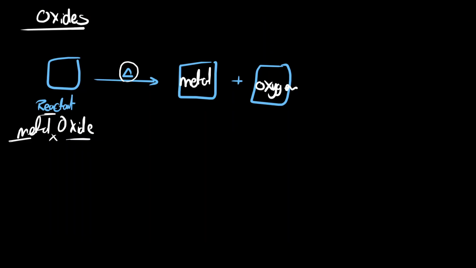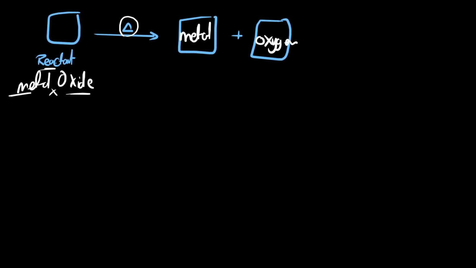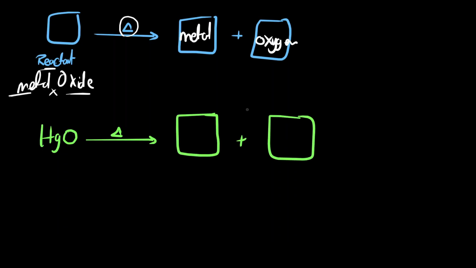So let's have an example on that. For the metal oxide, let's say we have HgO, or the mercuric oxide. We're going to expose it to high temperature or heat. It gives us two resultants. As we said, the first resultant is the metal, and the metal here is Hg, or the mercury. So it's Hg. And for the other resultant, it's oxygen, this one. So we're going to put it as O2.